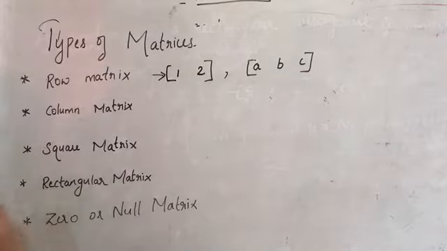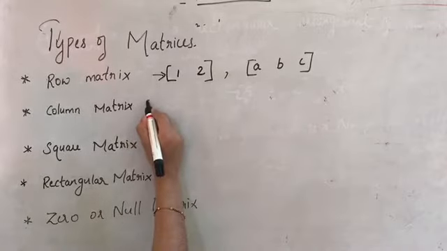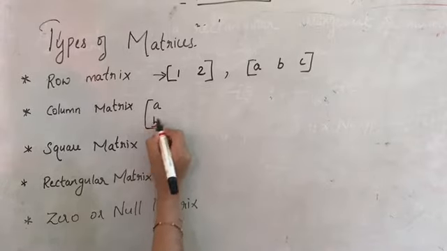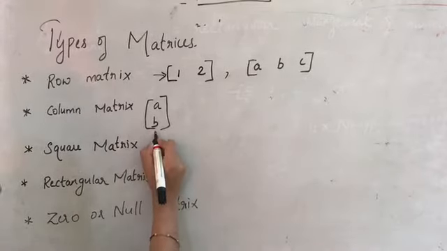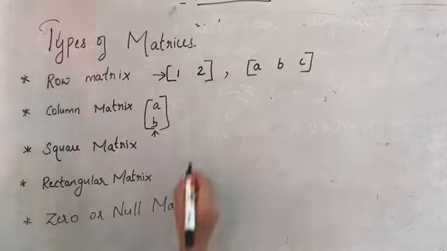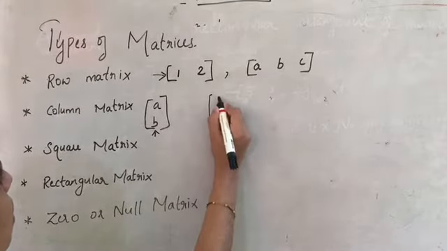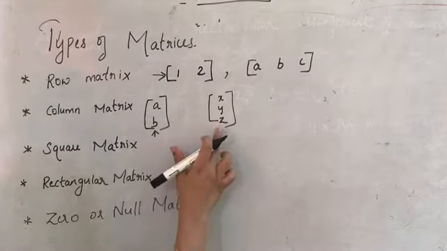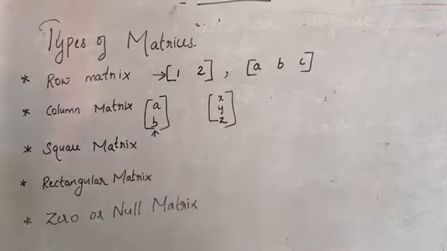Now, coming to the column matrix. Column matrix is a matrix which has only one column. So, it can have any number of rows. So, this has only one column, but it can have any number of rows. So, this is also a column matrix. All these cases we have only one column in it.